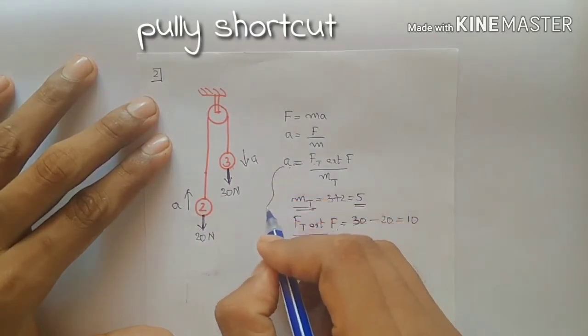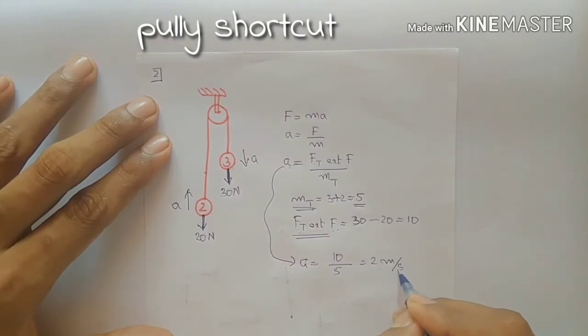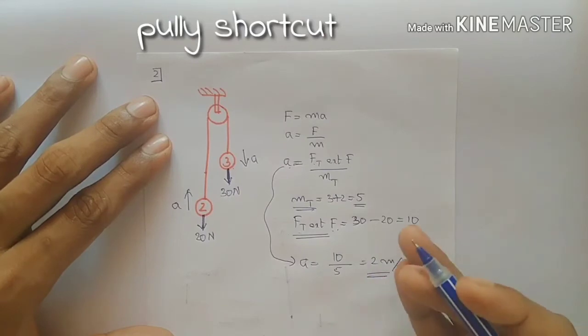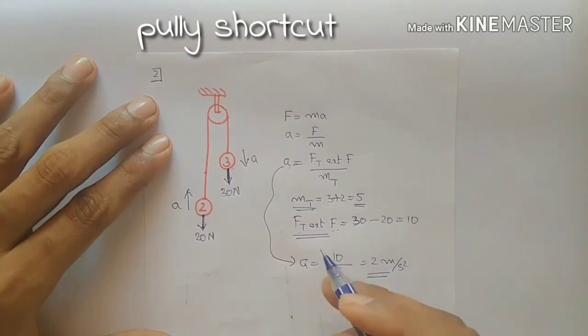Therefore, by using this expression, acceleration is equal to total external force 10 divided by total mass 5, that is 2 meter per second square. Clear? You could go through the standard formula and substitute the values, and you will get that same answer. Okay, then the next thing is we have to find out the tension on the string.